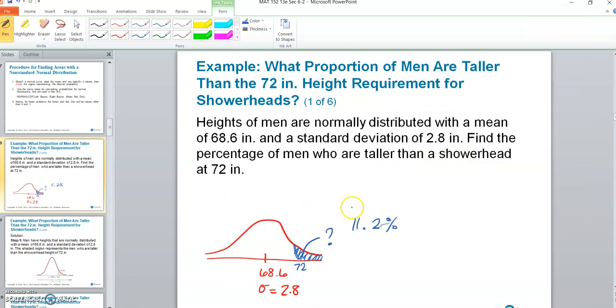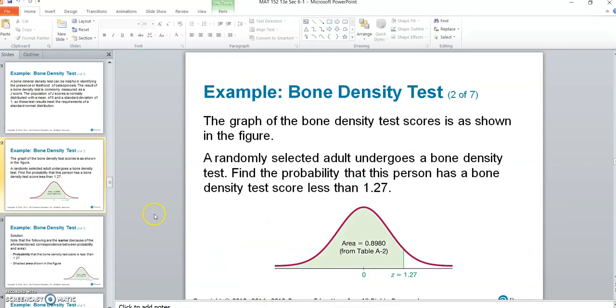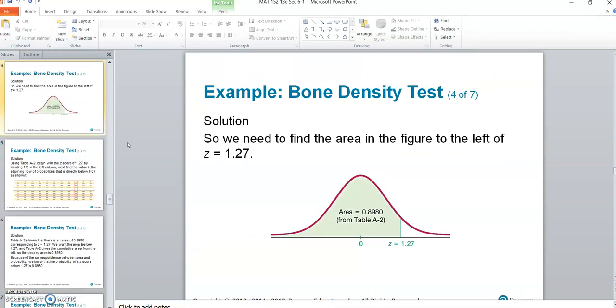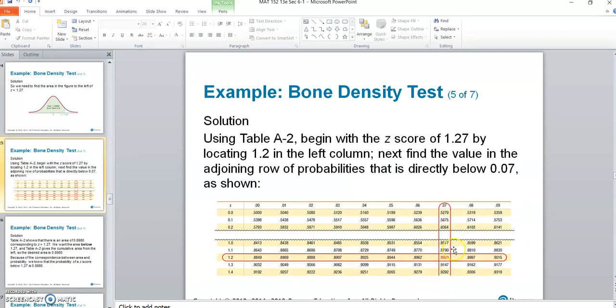You do have videos for this section, but the videos are going to focus on using a table in the back of the book, and you don't have to use the table. This is what the table looks like. You don't have to use the table because you have a calculator. Let me say that again. You do not have to use the table because you have a calculator.